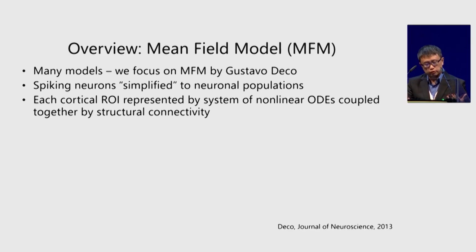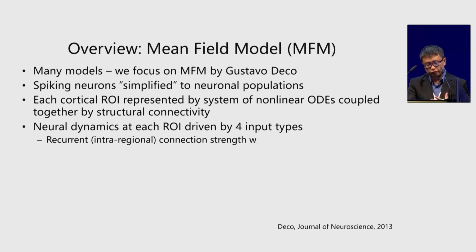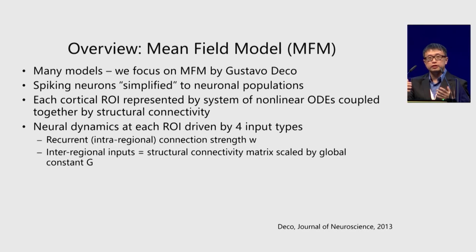So in a neural mass model, what we do is that each cortical ROI is represented by a system of nonlinear ordinary differential equations, coupled together by the structural connectivity matrix that I was showing you before. So the dynamics at each ROI, at each region of interest, is driven by 4 input types, right? The first input is the recurrent or the intra-regional connectivity, right? This is parameterized by the recurrent connection strength W. The second input is inputs from other brain regions, right? So this is parameterized by the structural connectivity matrix, scaled by this global constant G.